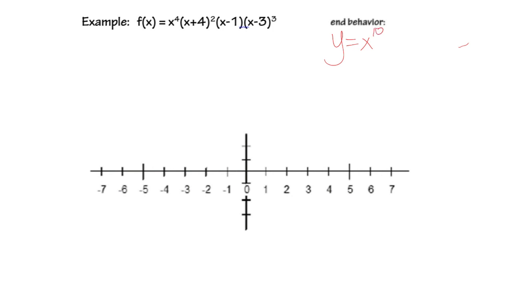That's an even. So what that means is it's going to start high, it's going to end high, like a parabola. But there's going to be a bunch of stuff going on in between the start high and end high. But that's the idea. So I'm going to just go through. I'm going to find all my zeros and mark them.